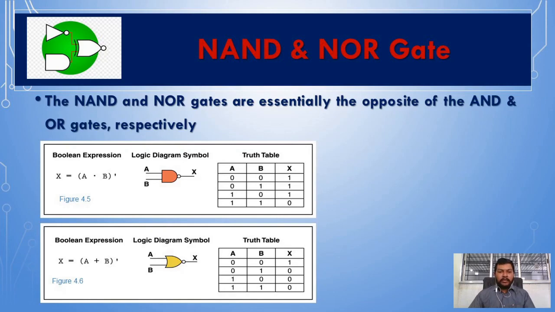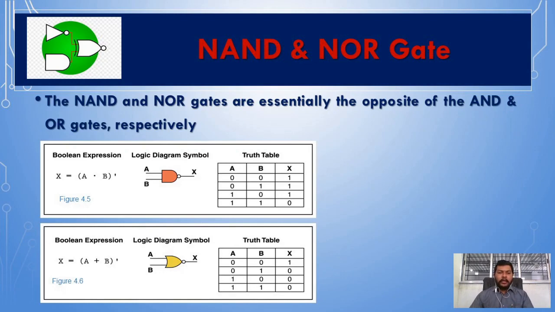Therefore, we are having two inputs, X is the output, and if you look at the truth table, the output is the opposite of the AND gate. So, when both the inputs are high, the output is 0, otherwise it is high. So, this is the definition of the NAND gate.